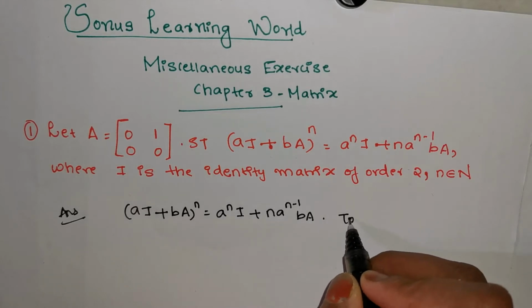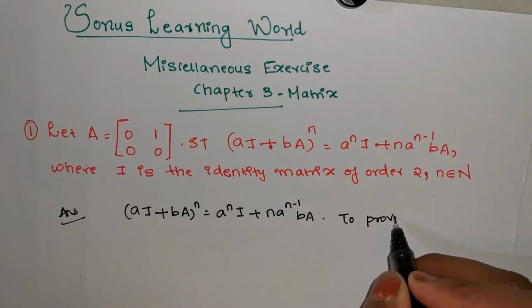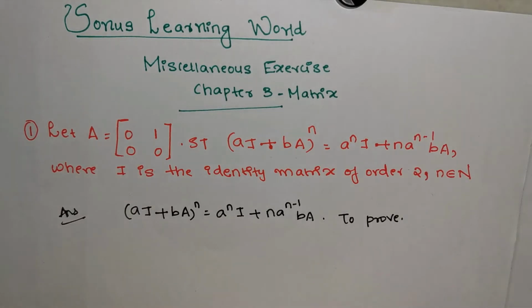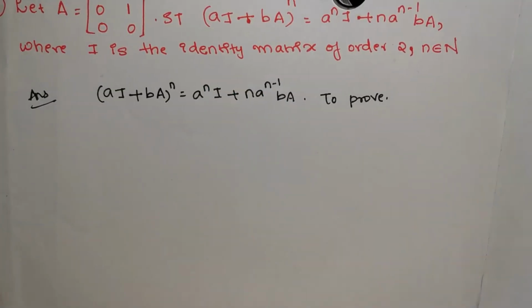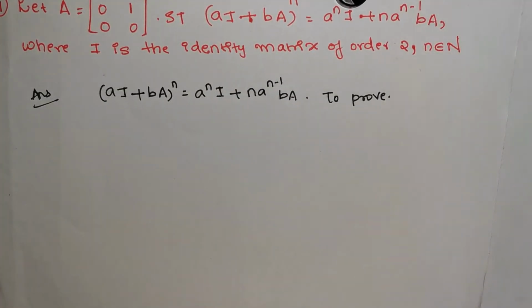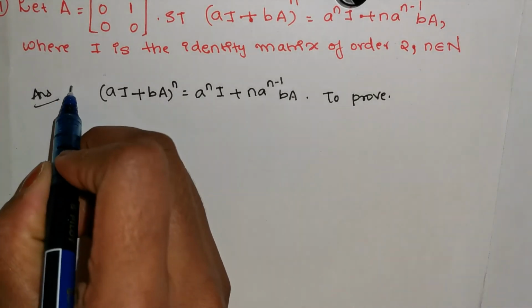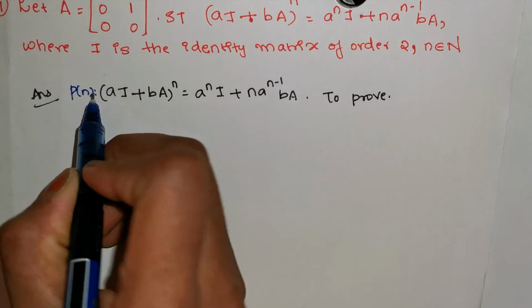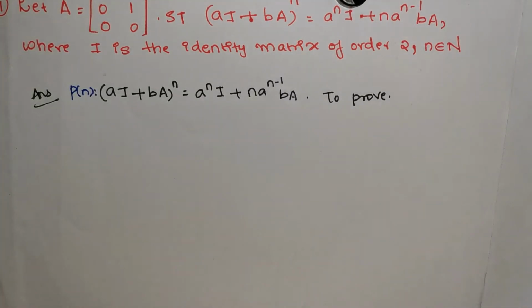So this is a thing to prove. Okay, I have to prove this. So students, this I am writing as p of n. Let this be p of n. Okay, so next I am going to write some steps. So step by step we are going to solve this question.